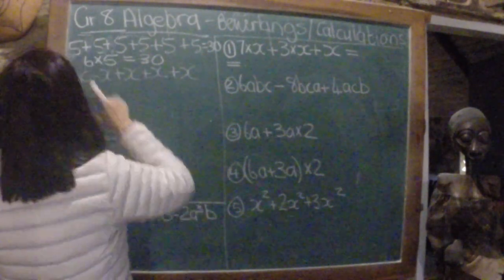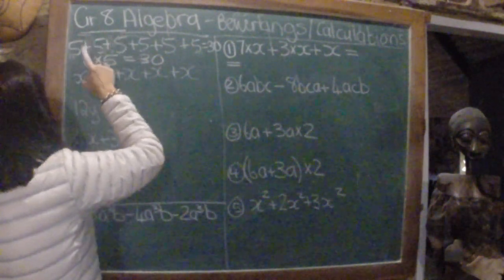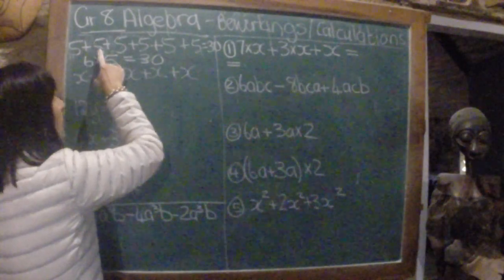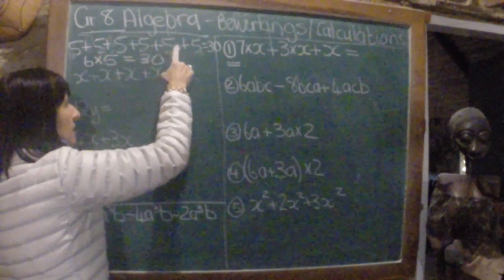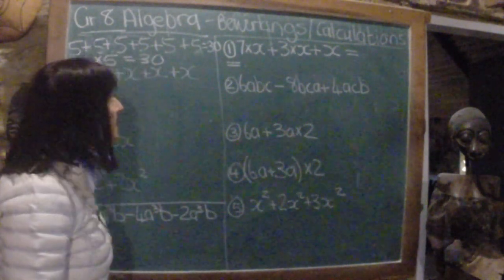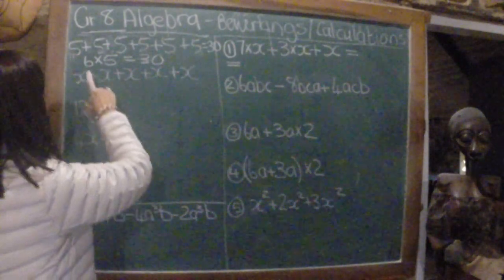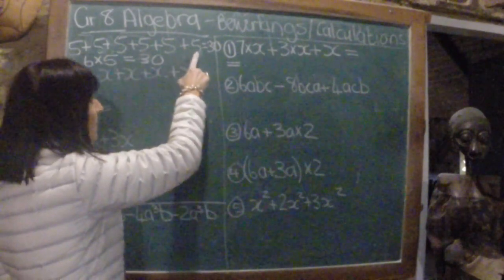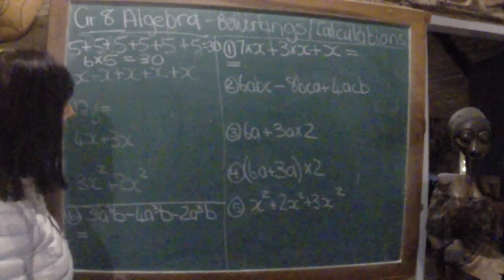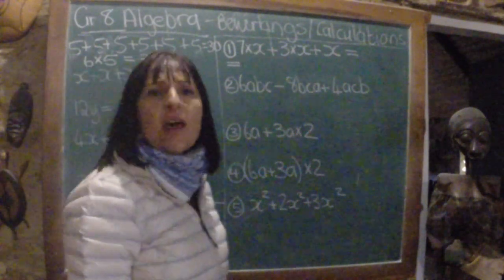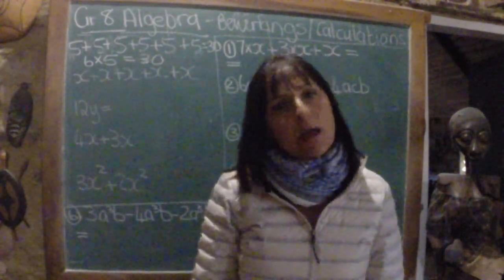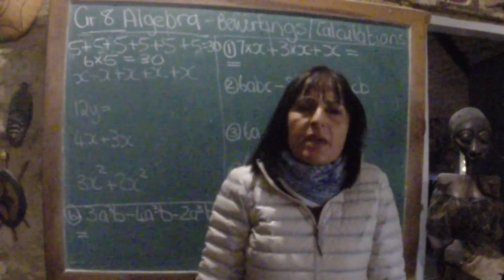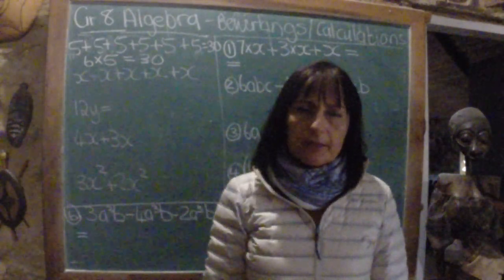If we add 5 plus 5 plus 5 plus 5 plus 5 plus 5, it equals 30, and it's exactly the same as 6 times 5, because there's 6 5s over there, and it equals 30. So, with letters of the alphabet, it's exactly the same story. So, why be afraid of letters of the alphabet?